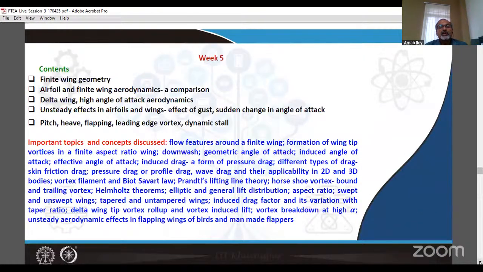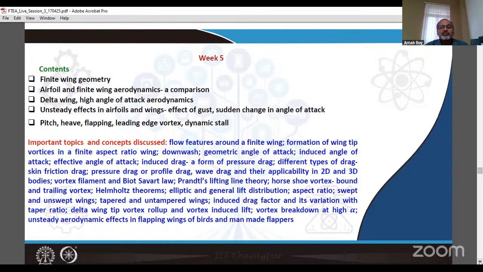In week 5, we extended the 2D wing theory or the airfoil theory to finite wing theory, where the wing has a finite span. And then we learned about Prandtl's lifting line theory, which is a very elegant, simple method of trying to explain the aerodynamic characteristics of a finite wing. Thereby, we brought in the concepts of the horseshoe vortex, bound and trailing vortex, and associated theorems like the Helmholtz theorems.